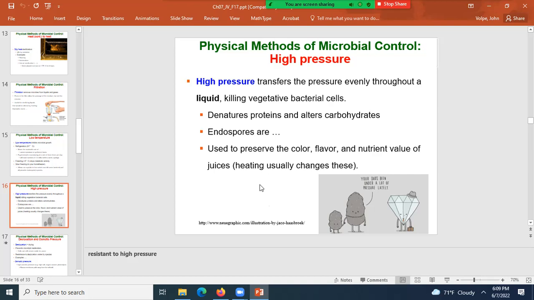Most juice is not filtered. It's usually treated with high pressure, or it's even treated with boiling, in which case you do destroy the nutrient value, at least vitamin C.